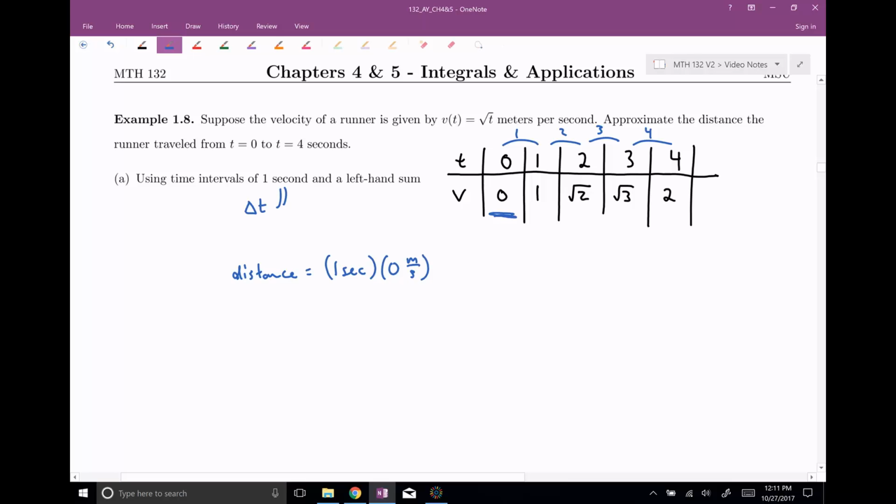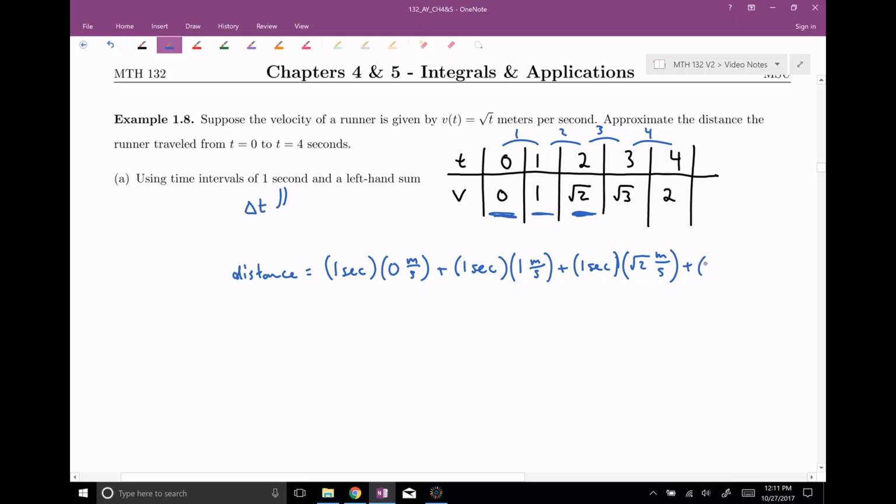Meters per second. Our second rectangle, again, the width is going to be 1 second, specified over here. And for the height, we have the choice between 1 and root 2. We're always choosing the left. So in this case, 1 meter per second, plus width again, 1 second, times, again, the left-hand sum. So we're going to choose the left-hand endpoint here. This is root 2 meters per second.